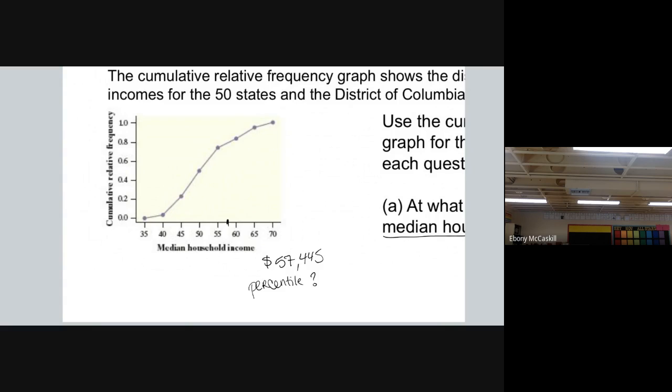Now right here, that'd be about 57,445,000. Now, if I want to find the percentile, I need to find where that number is on my line. So you might want to take a ruler, your phone, something that is straight. And I'm going to make a straight line straight up, because what I'm trying to do is find a point on this line here.